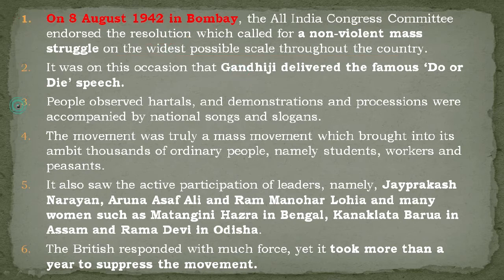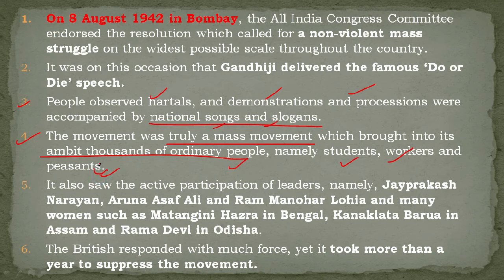Students, next we come to see how this movement was actually organized. We see that people observed hartals and demonstrations, and processions were accompanied by national songs and slogans. Now here we see hartals, demonstrations and processions as a part of the struggle to begin again in 1942, accompanied by national songs and slogans. Clear? Next we see that the movement was truly a mass movement which brought into its ambit thousands of ordinary people, namely students, workers, and peasants.